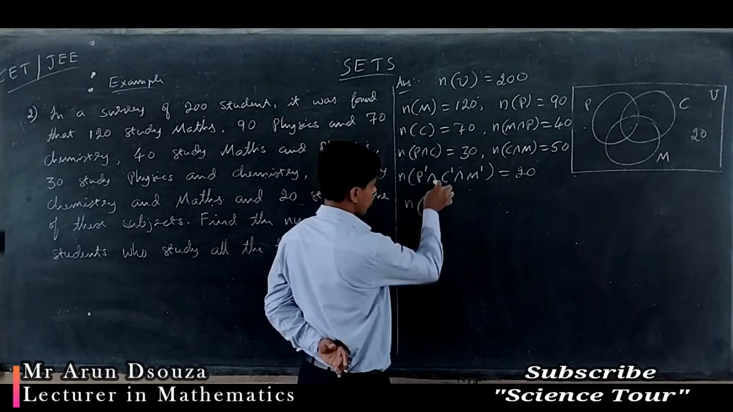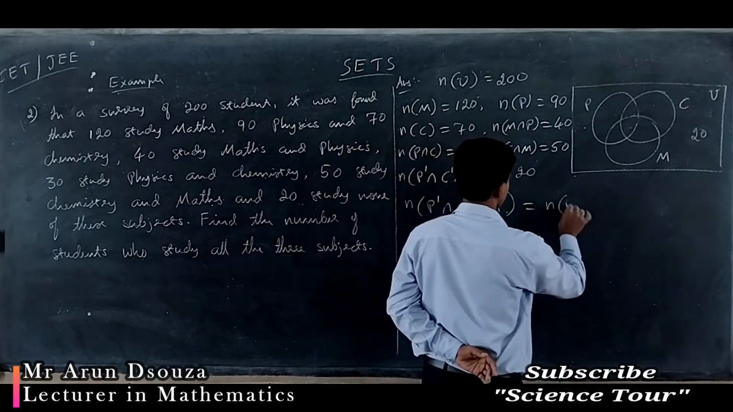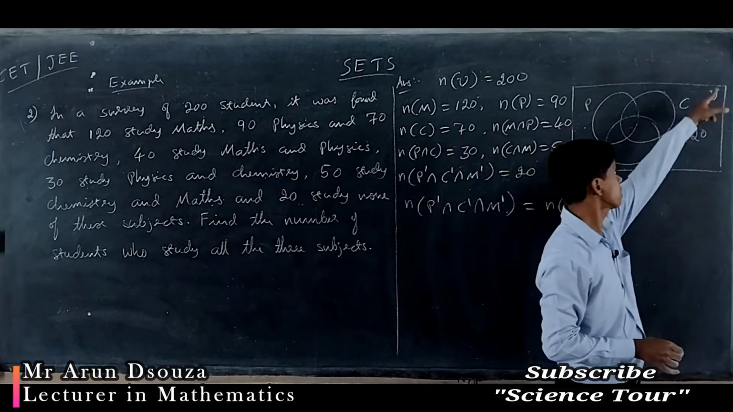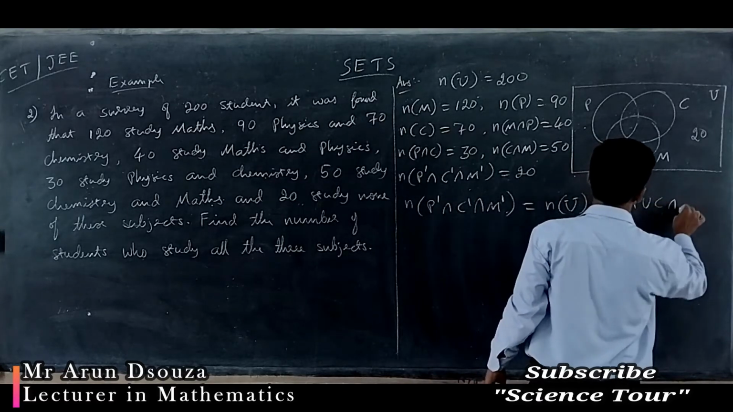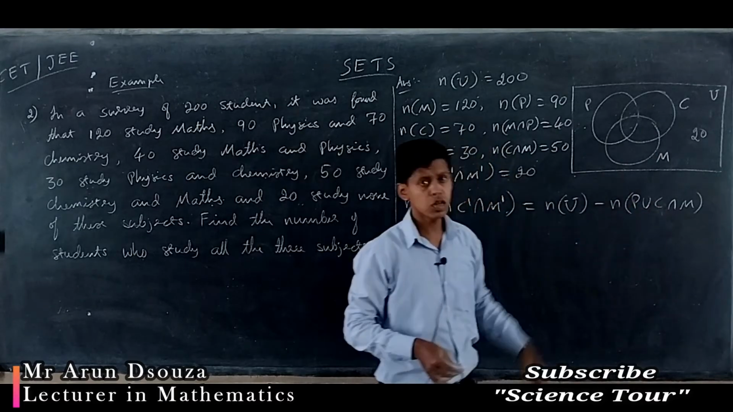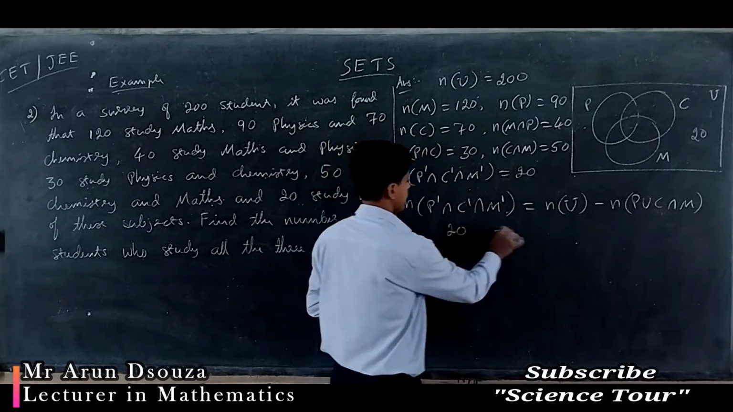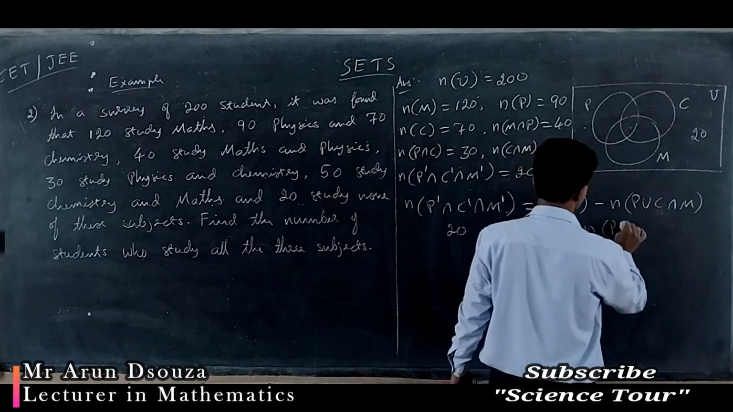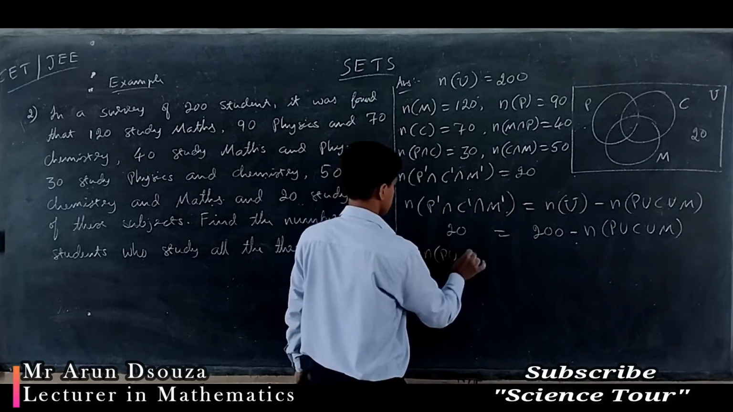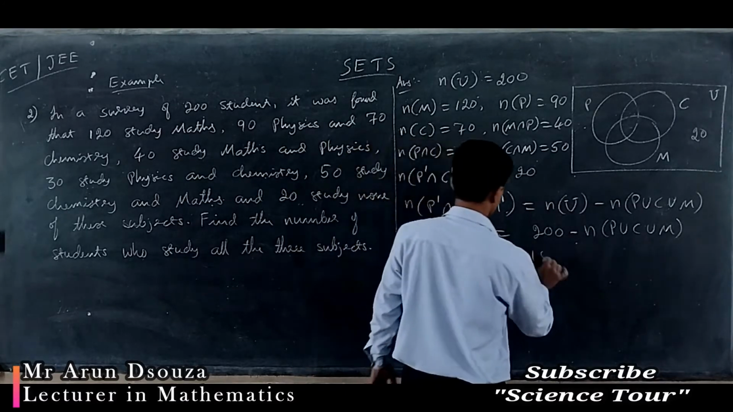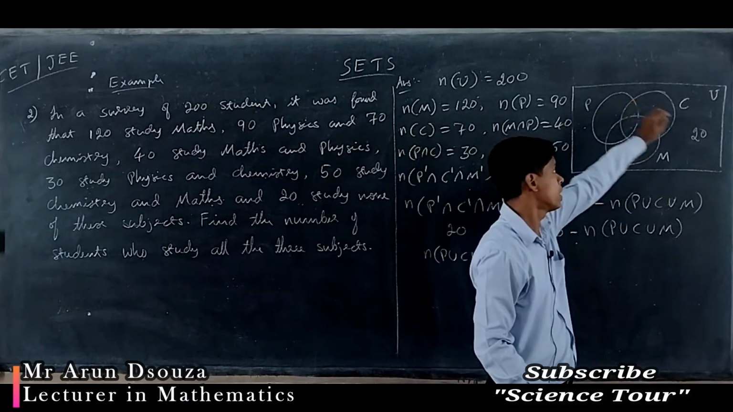Now what does this actually represent? This represents N of universal, which is 200 students. From that, what you need to subtract? You have to remove these three circles, that is the union of physics, chemistry and maths. If you remove the union of physics, chemistry and maths from the universal, that will give you none of those three. So this is 20, this is 200, and this is the union of all the three. Therefore N of P union C union M is nothing but 200 minus 20, which is 180. So you have 200 students here, 180 students are occupied and 20 students are outside.